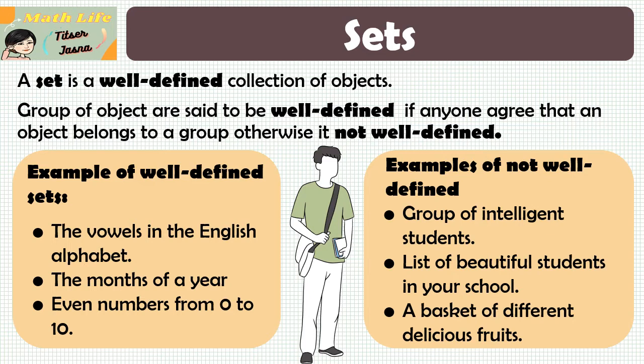Another example, a list of beautiful students in your school. Next, a basket of different delicious foods. The food inside the basket can be delicious to me, but to others maybe it's not. So that's how we define if a set is well-defined or not well-defined. If anyone agrees, that is a well-defined set. Otherwise, that is not a well-defined set.